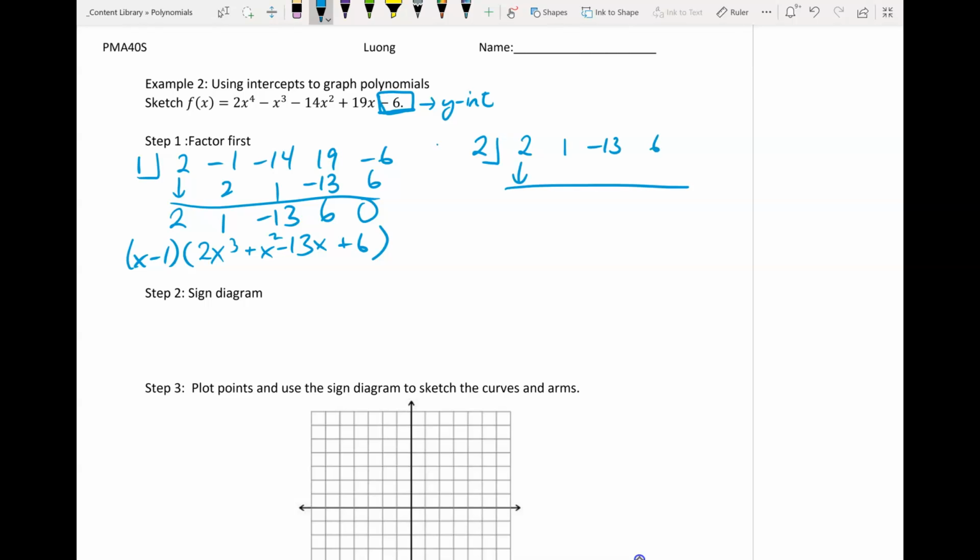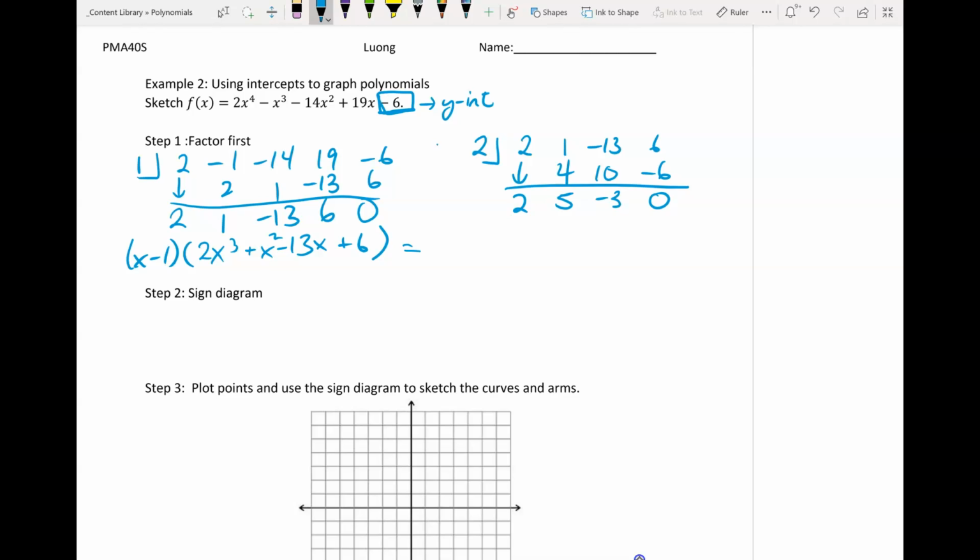So I'm going to bring down that 2, multiply that 2 with the 2 is 4. Combining 4 and 1 is 5. 5 times 2 is 10. Combining with the negative 13 is negative 3. And then negative 3 times 2 is negative 6. We're left with the remainder of 0. So again, I'm going to rewrite this as product factors.